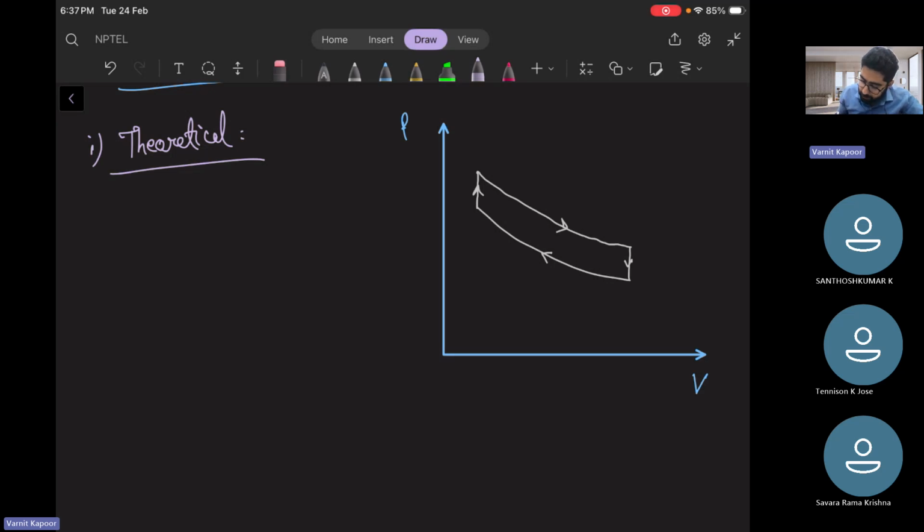Because if you see, suction starts in the engine, the volume starts increasing initially at the constant pressure. Not here, at the constant pressure. As well as the exhaust also happens at a constant pressure, when the exhaust stroke happens, the pressure is constant.